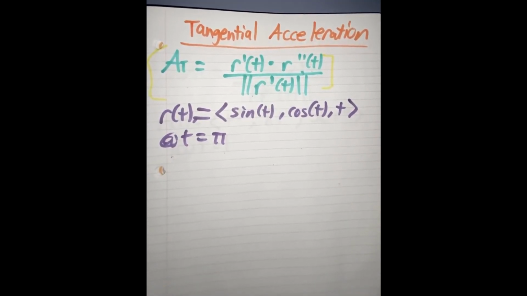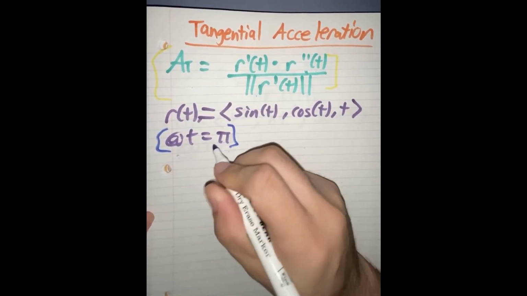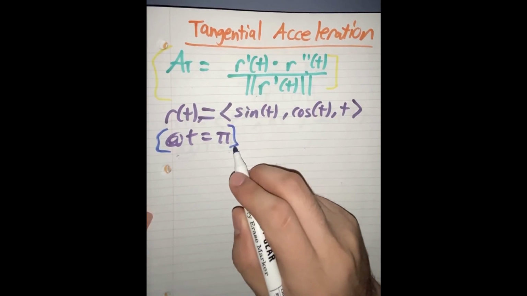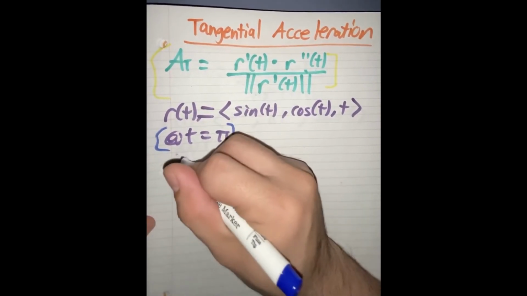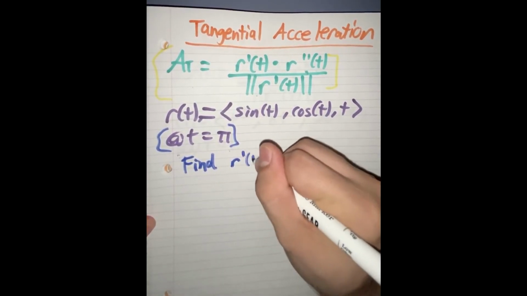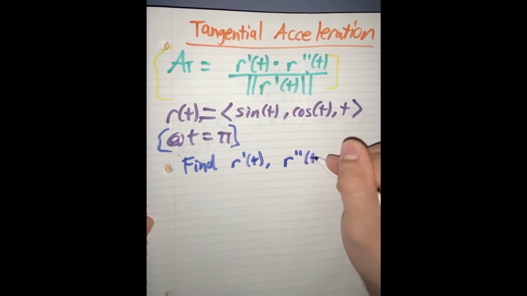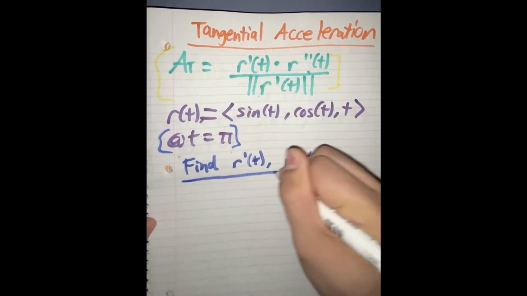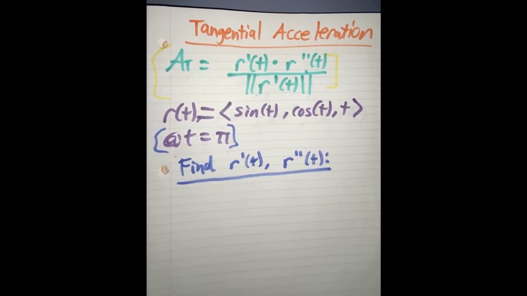First things first, keep in mind we're given a time of pi. But for now, we don't worry about this. For now, we are going to just follow this step by step. So the first step, find r prime of t and r double prime of t. To do that, we perform calculus. We take differentiation. We take the first and second derivative of these functions.